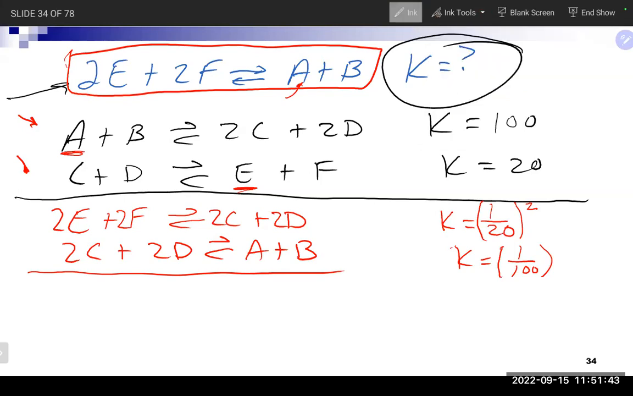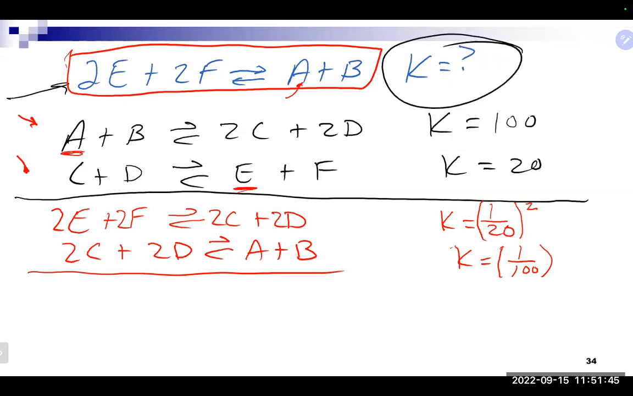All right, we're going to add these two reactions together. Remember, anything on opposite sides of the arrow can cancel. So 2C and 2C will go away. 2D and 2D will go away. That will leave me my 2E plus 2F goes to A plus B. Everybody on the left-hand side of the arrow stays there. Everybody on the right-hand side of the arrow stays there.